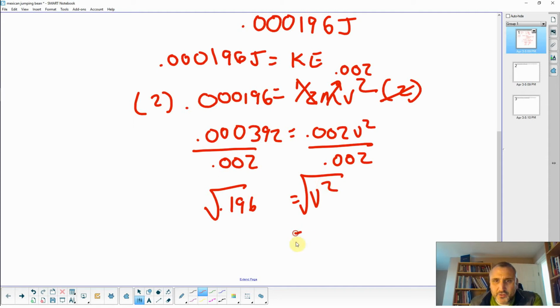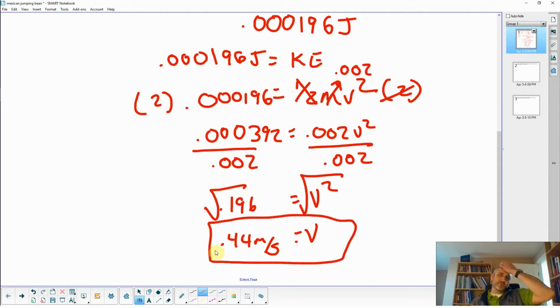And that should be a velocity of 0.44 meters per second. So I hope you got that, and if you didn't, I hope you get it now.